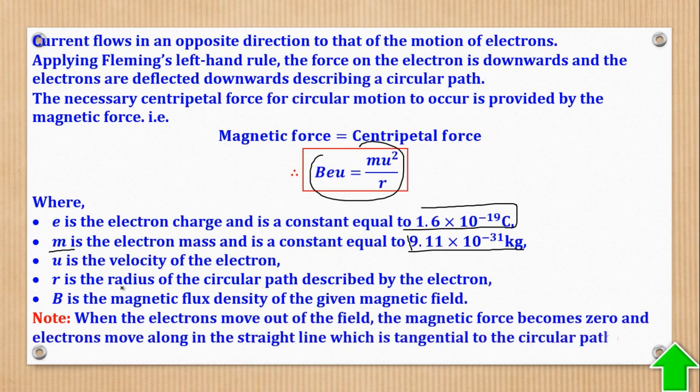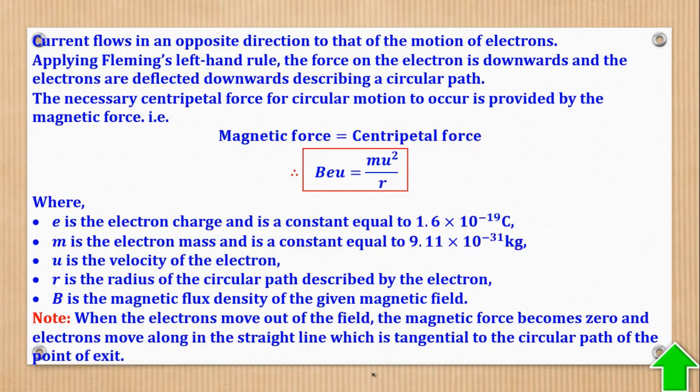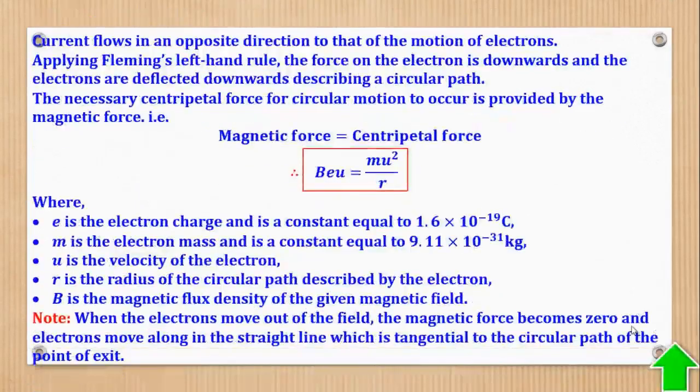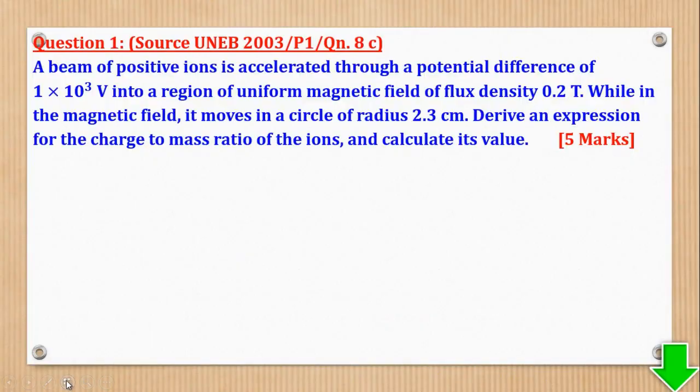So you have defined those symbols. So you come here and say that when the electrons move out of the field, the magnetic force becomes zero and electrons move along in a straight line, which is tangential to the circular path at the point of exit. That is why we saw here that after this point it is straight, it is linear, because there is no longer a magnetic field. So with that formula, we shall also go through this question.